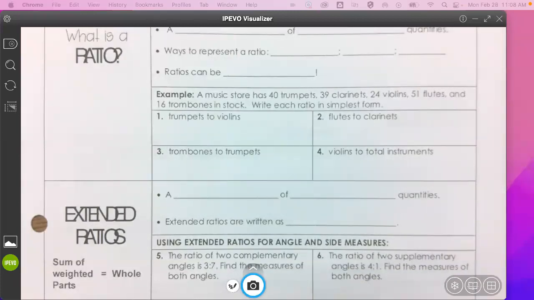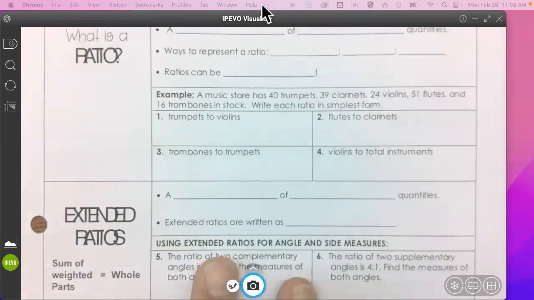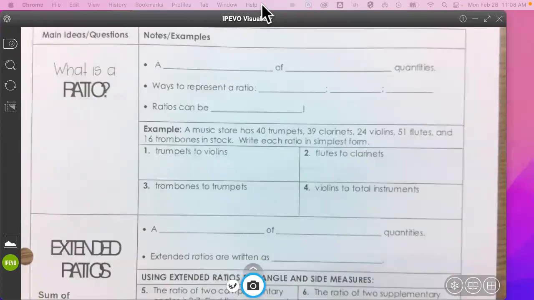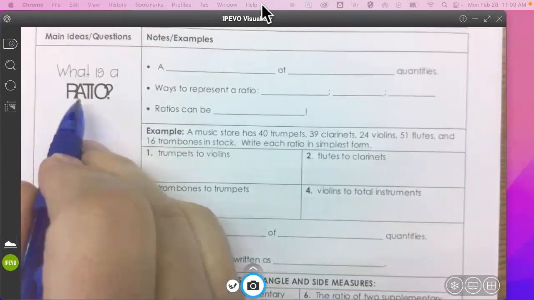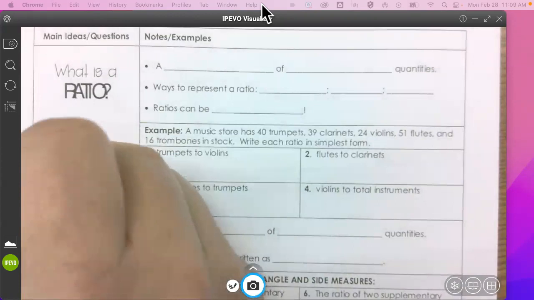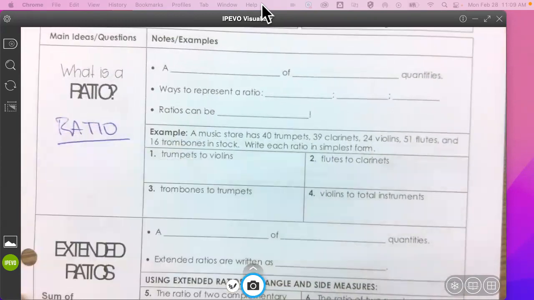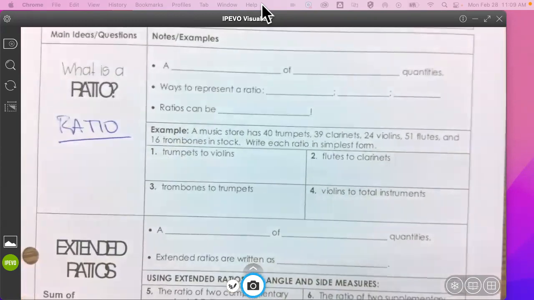We are beginning today the next unit. It's chapter 8. It's called Similarity. But before we get into that, we need to get some algebra foundational stuff locked in. So I know this looks like patio, but we're not talking about furniture in your backyard. That actually says ratio. And what we're going to be working with is talking about ratios and how to use ratios to solve problems.